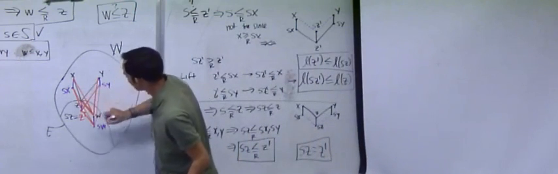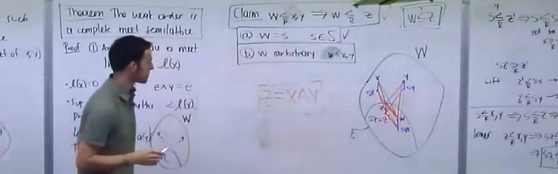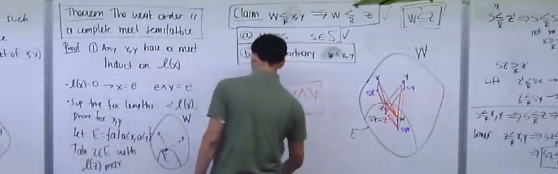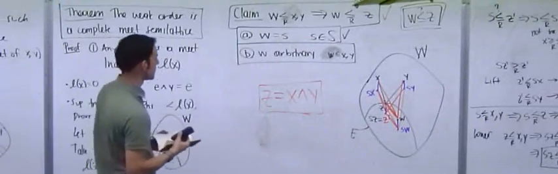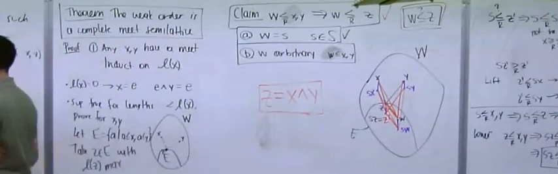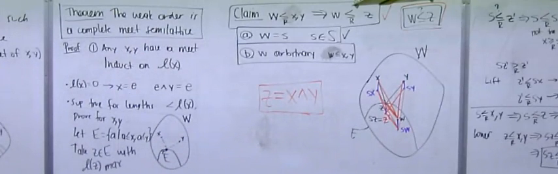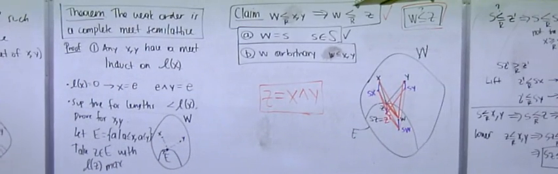My last edge that I drew was W less than Z, which is the one that I wanted to show, which proved my claim. And my claim proves that Z is the meet of X and Y. And that proves that this is a meet-semilattice.